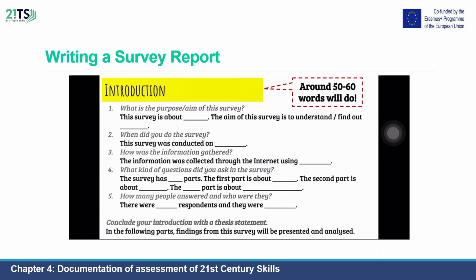What kind of questions did you ask in the survey? The survey has several parts, and the first part, the second part, the third part, etc. So you explain the design of the survey. You can also answer, how many people answered and who were they. So you answer there were how many respondents, and they were students, teachers, elderly, teenagers, etc.